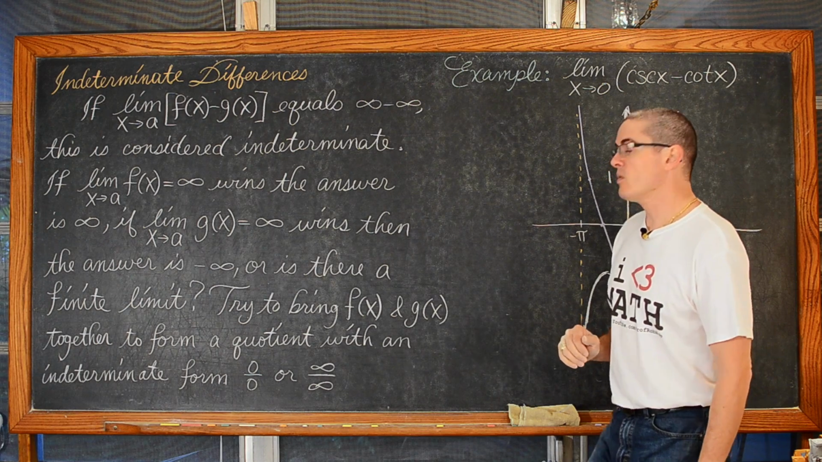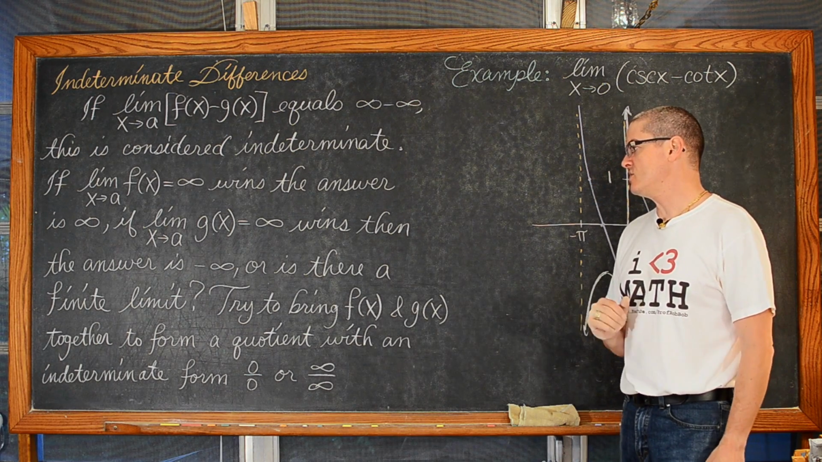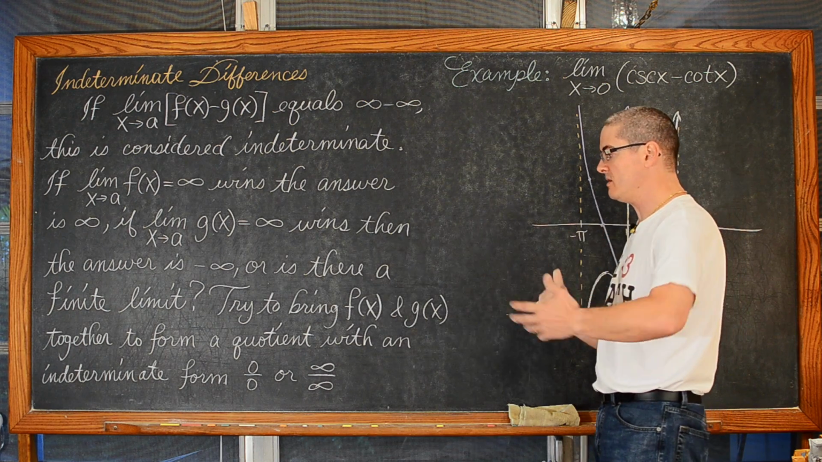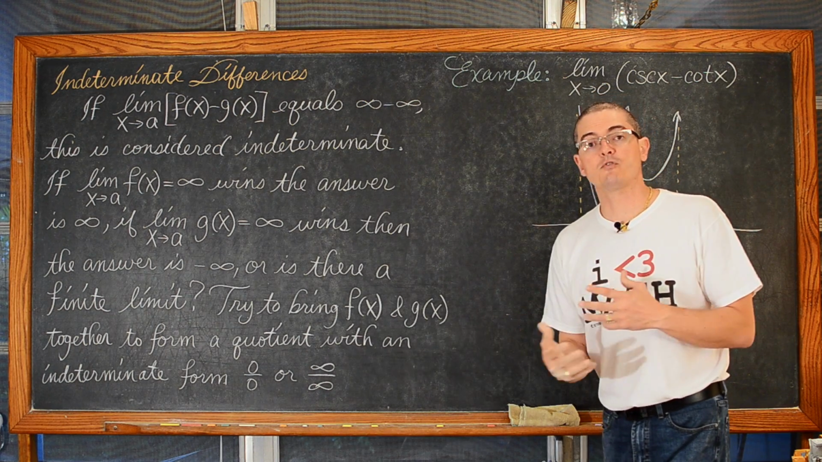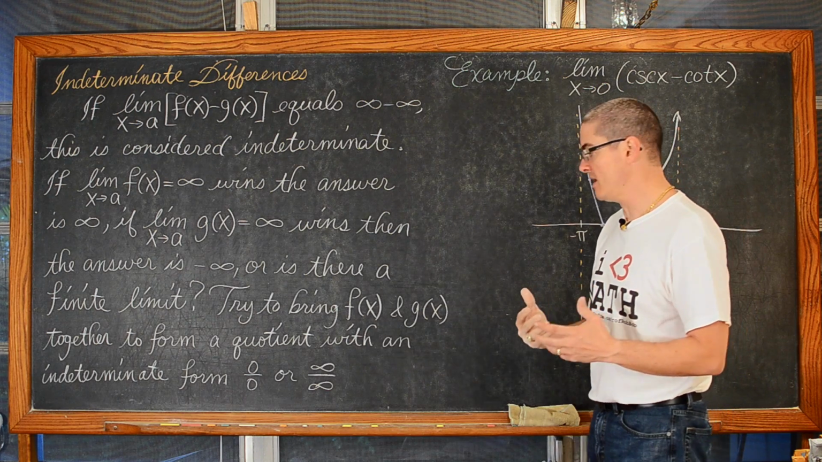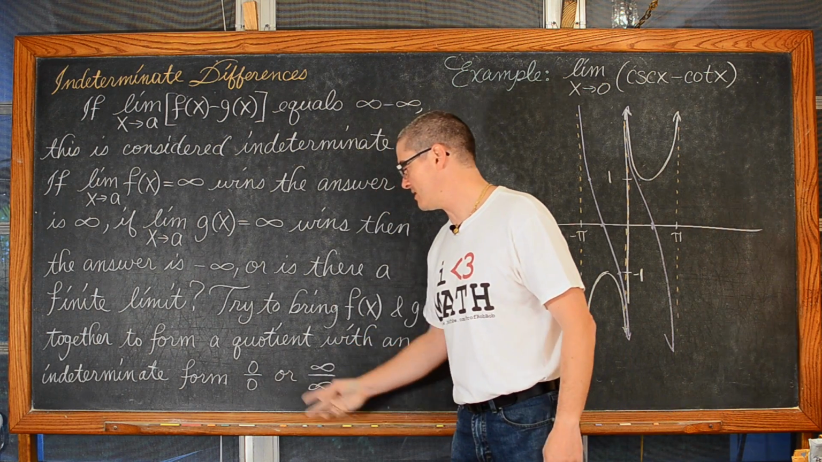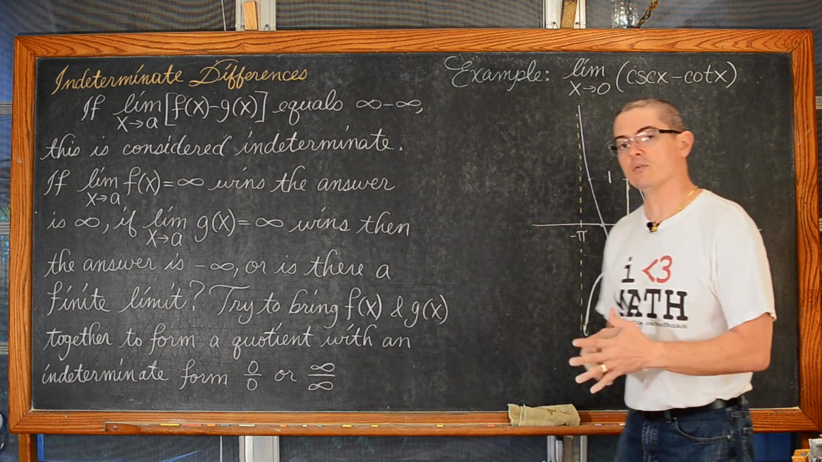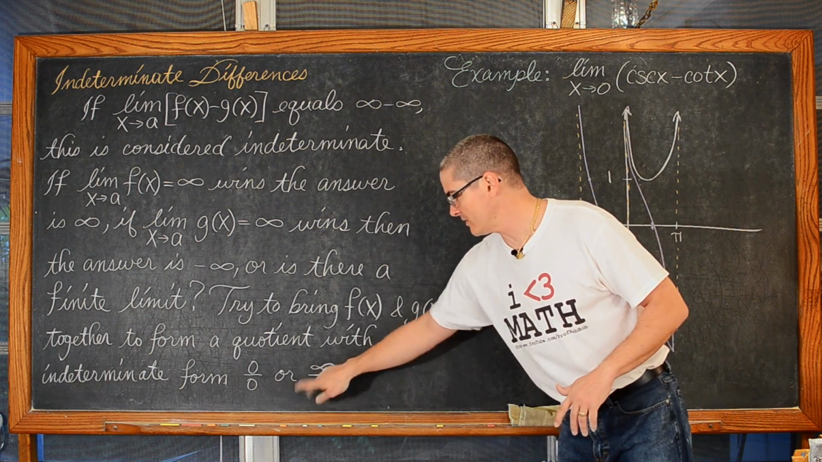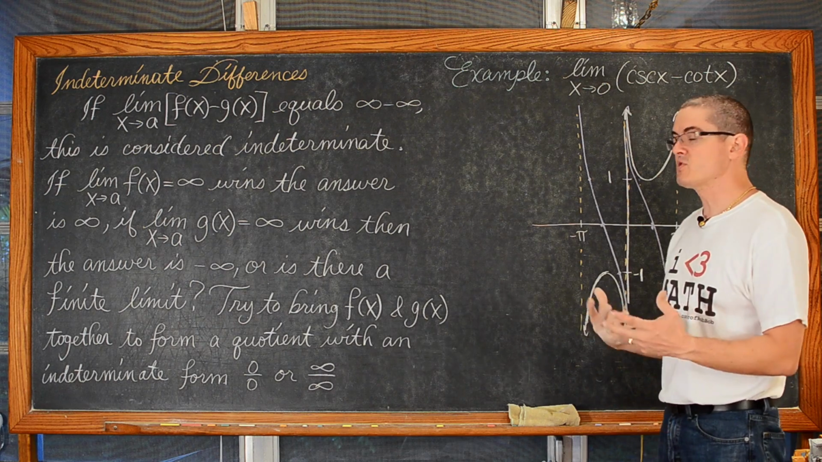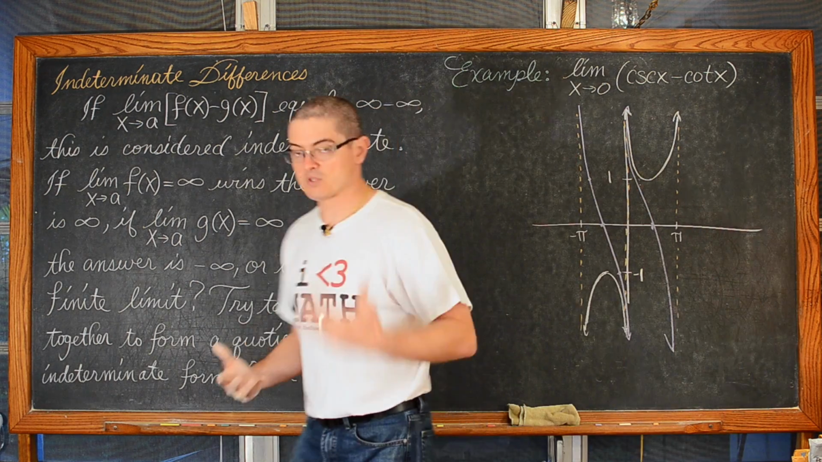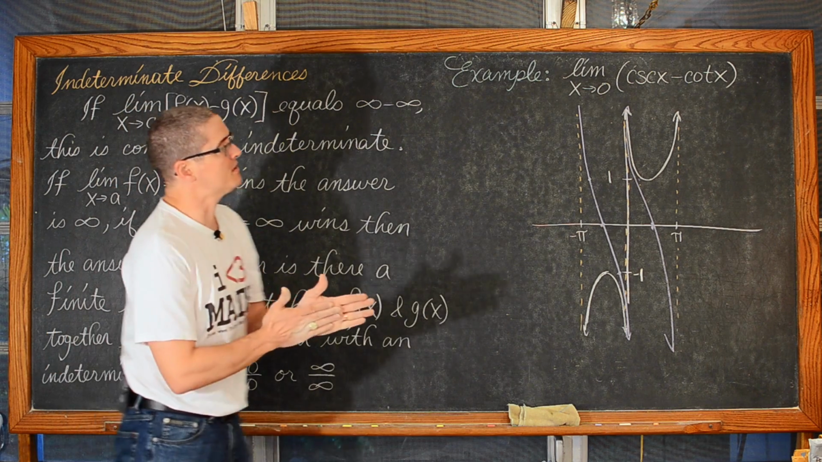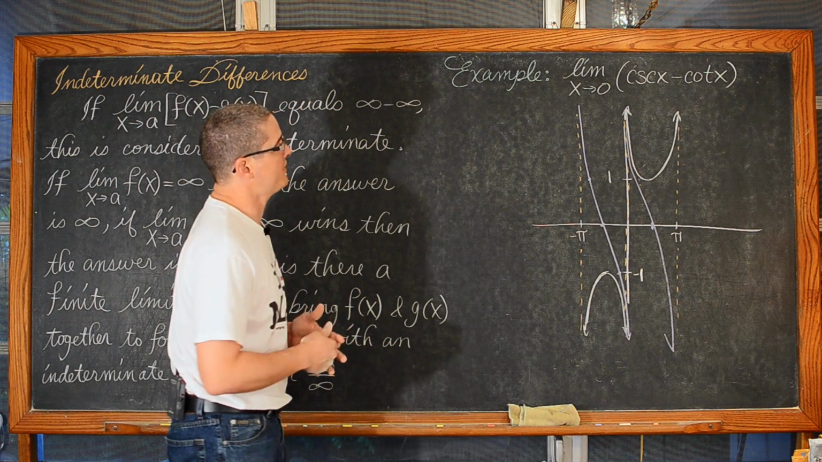Try to work these out by bringing f of x and g of x together to form some type of quotient. That way, when you get into that quotient form and try to apply the limit, you get either 0 over 0, or infinity over infinity, or some form of that with some signs, which will allow you to apply L'Hopital's rule. So our last example, finally: the limit as x approaches 0 of the cosecant of x minus the cotangent of x.